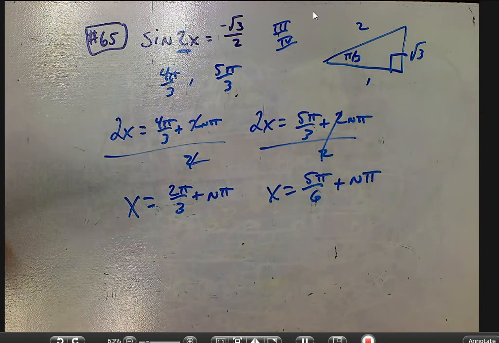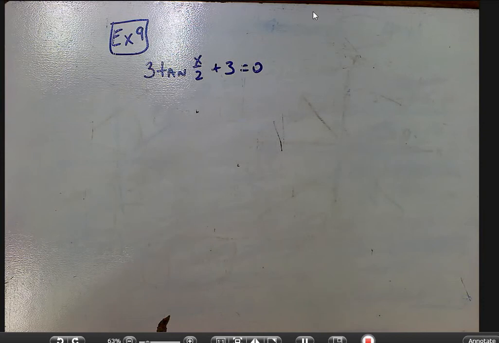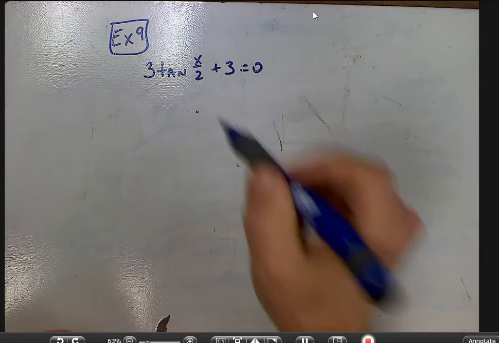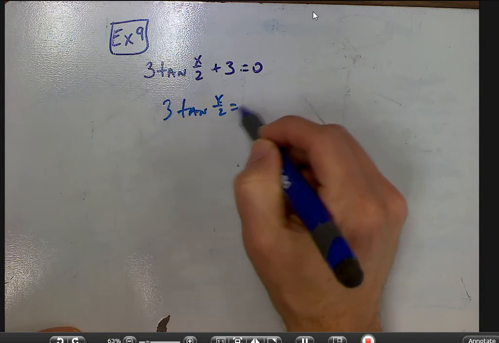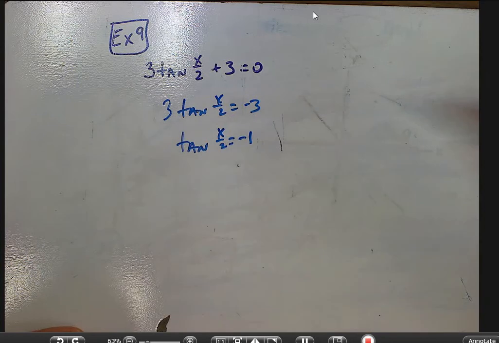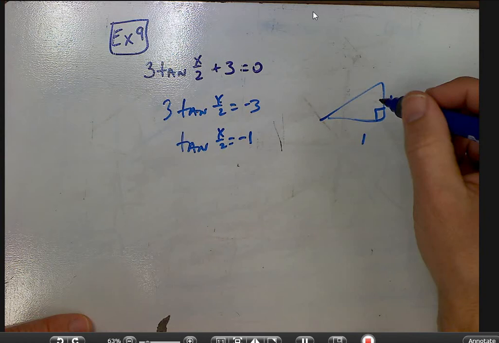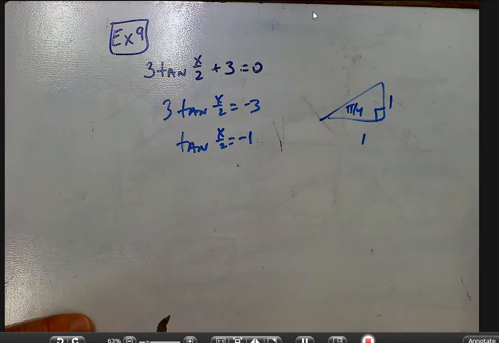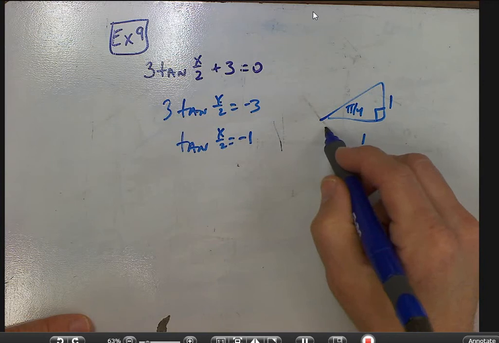Okay, let's go ahead and work on number 9. Example 9, excuse me. On example 9, again, I have a multiple angle. This time it includes the tangent. I'm going to subtract 3 to start out with. Then I'm going to divide by 3. Alright, for a triangle, it'd be 1 over 1, so we know this is a 45 or a pi over 4. We know tangent is negative in quadrants 2 and 4.